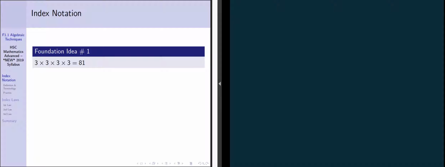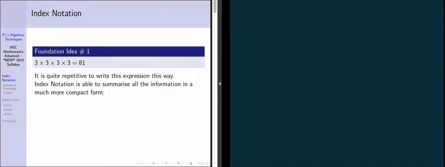And so today we'll start with index notation. We start with the basic idea of a number being multiplied by itself a number of times. In this case we have 3 times 3 times 3 times 3. So 3 is multiplied by itself 4 times. And so this is equal to 81.